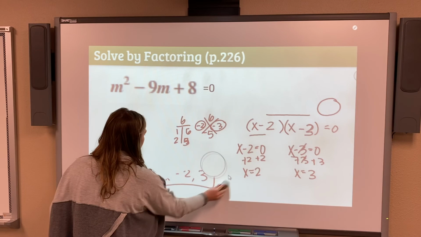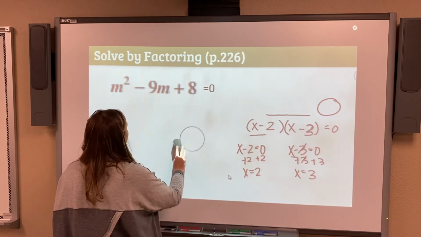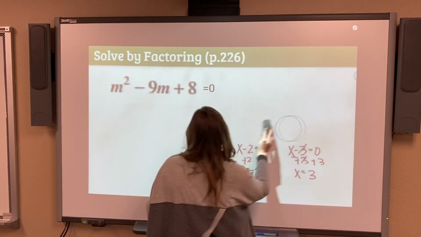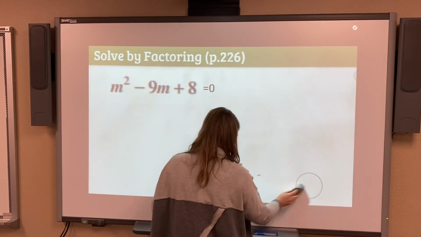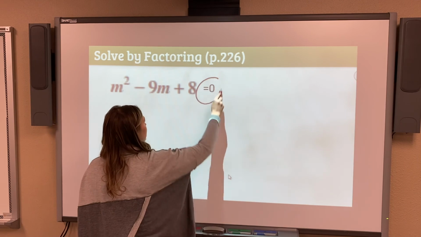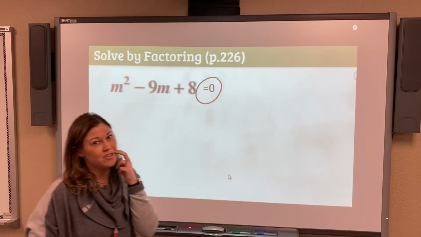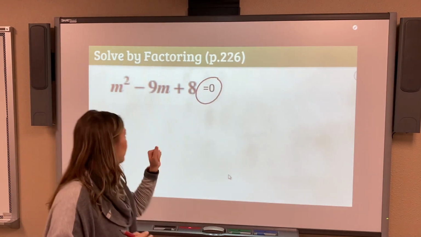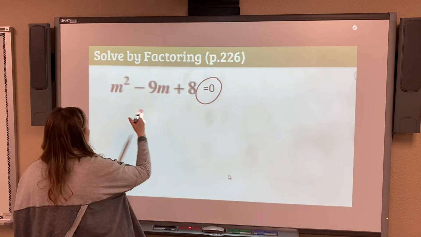Okay, so here we're solving by factoring, and we have m squared minus 9m plus 8 is equal to 0. Again, before we solve by factoring, make sure it's equal to 0. When I copied this, I left off the equals 0, so there it is. So we're going to factor this left side.